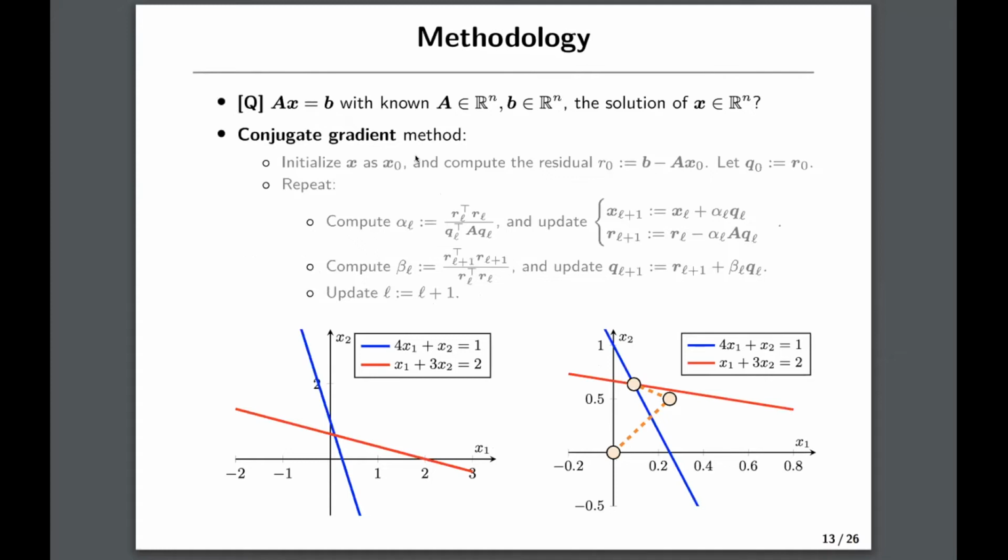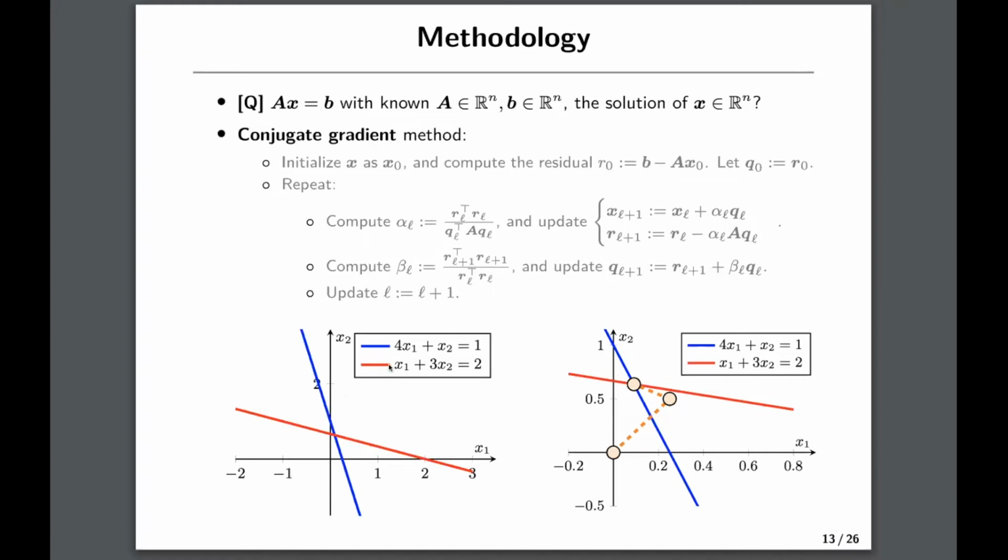The conjugate gradient method is a very general method for solving a standard system of linear equations. If we have AX equals B as a standard system of linear equations, and we have values for A and B, then we can infer the solution for X. In this case, we first initialize X as X0, and then we compute the residual. We define new variables. In the iterative process, we update X, R, and Q according to certain equations. Finally, we will get a convergent value for the solution.